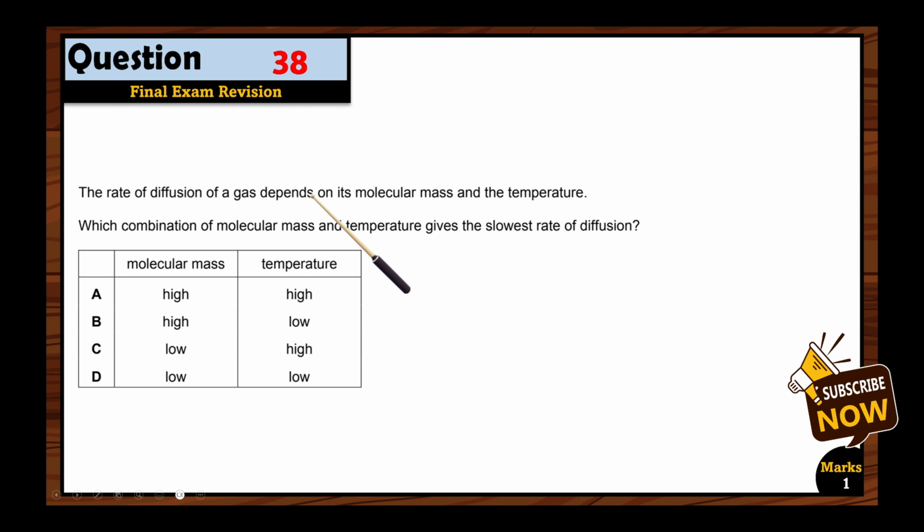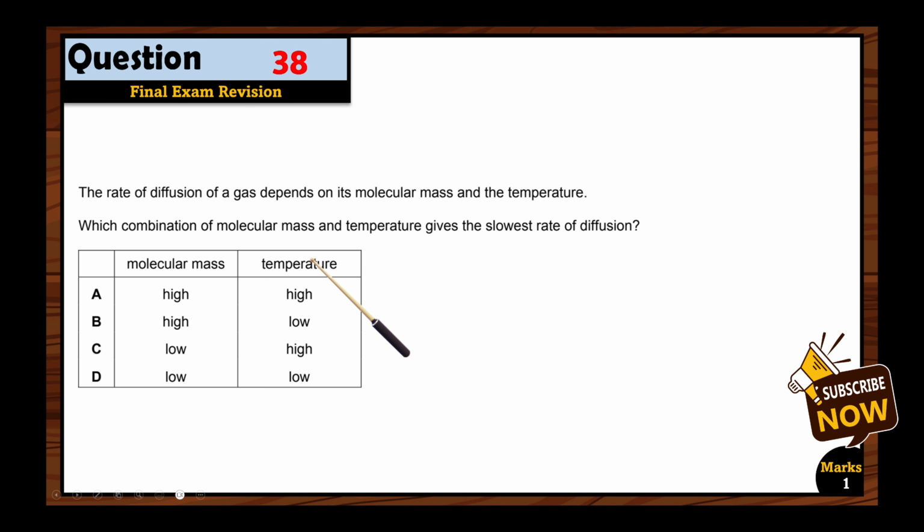The rate of diffusion of a gas depends on its molecular mass. You see, they already have told you that it depends on its molecular mass and also the temperature. Now, which combination of molecular mass and temperature gives the slowest rate of diffusion? You need the slowest rate of diffusion. What does it mean? That the molecular mass should be higher, right? When you have high molecular mass, the rate of diffusion will be lower. So A and B can be right because the molecular mass is higher.